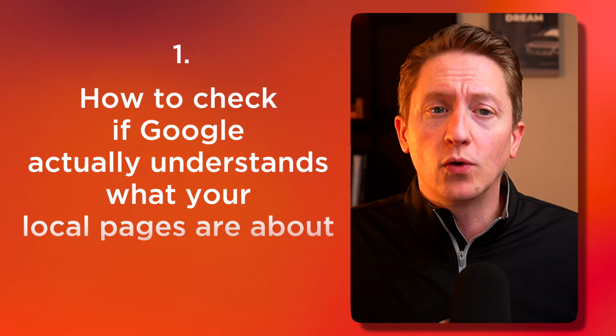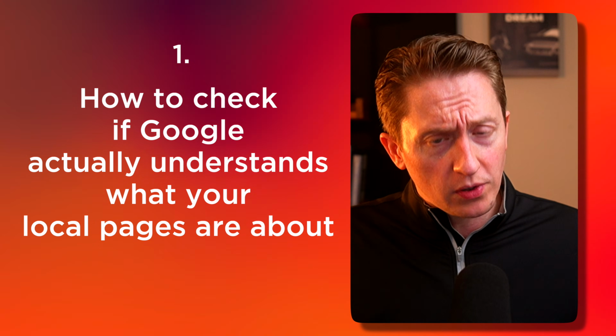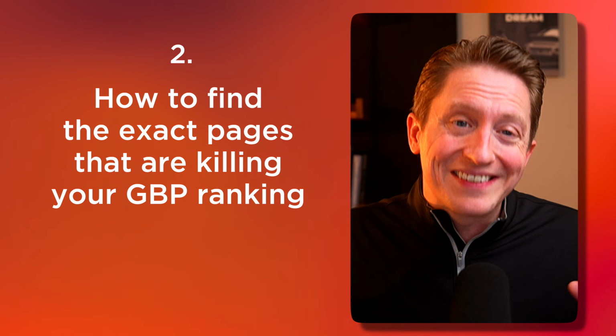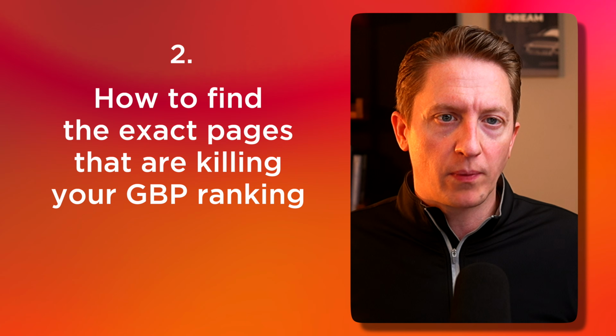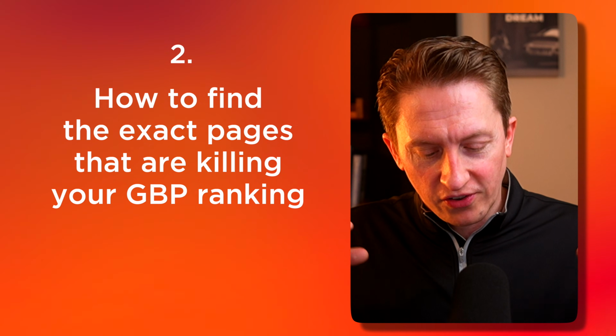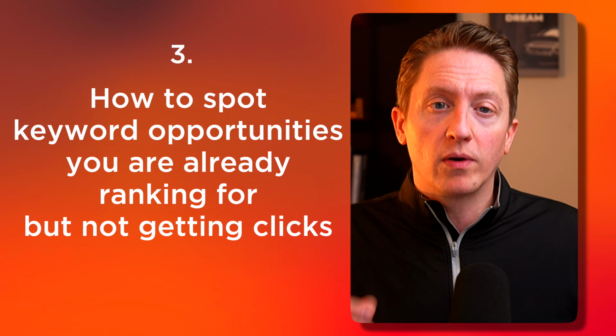By the end of this video, you're going to know 3 things more than you do now. First, how to check if Google actually understands what your local pages are about, because if Google is confused, you're not going to rank. Second, how to find the exact pages that are killing your GBP rankings. These are pages you built, pages you thought were helping, but they're actually just dragging everything down. And third, how to spot keyword opportunities you're already ranking for, but not getting clicks. These are free wins sitting in your data right now.